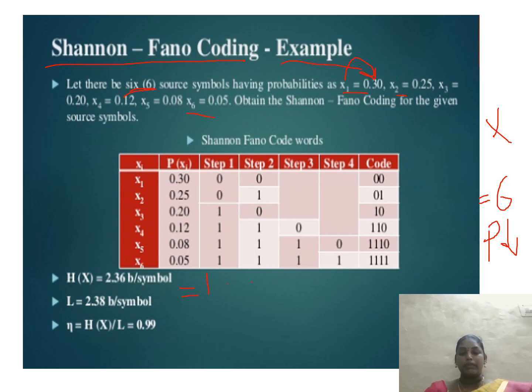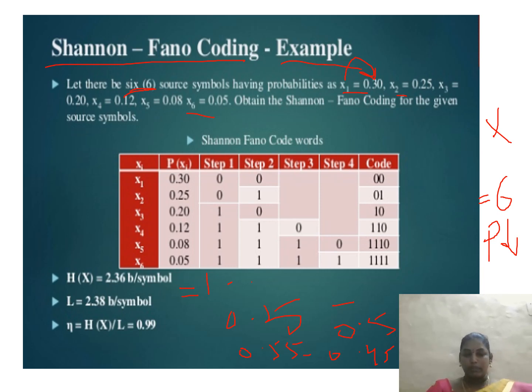We need to divide these probabilities into nearly equal probabilities. As we said, the total probability is 1, so the exactly equal partition will be 0.5 and 0.5. Every time we may not get this condition. Sometimes we may get 0.55, and the second partition may be 0.45. That is the reason we say the probabilities are partitioned or divided into nearly equal probabilities.